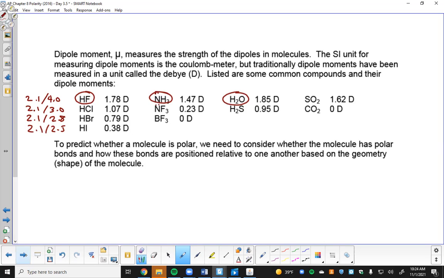And then this one's got a lone pair on the central atom. You don't see it there, but it's got a lone pair. So this one's polar, but this one doesn't have any lone pairs and they cancel each other out. It's not polar.